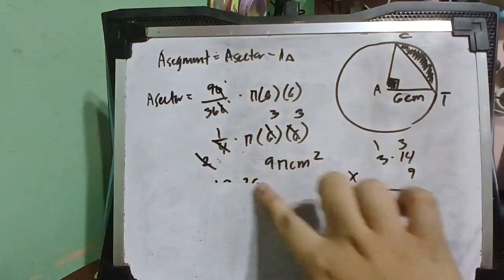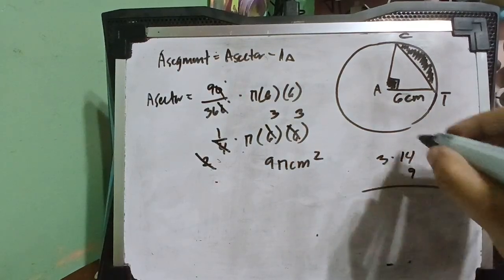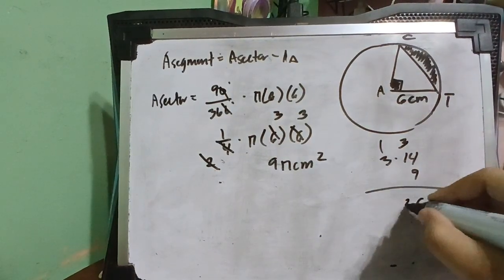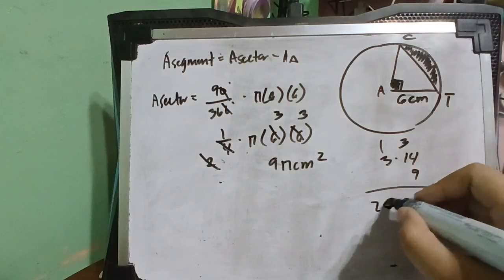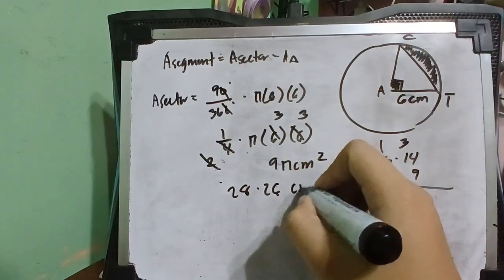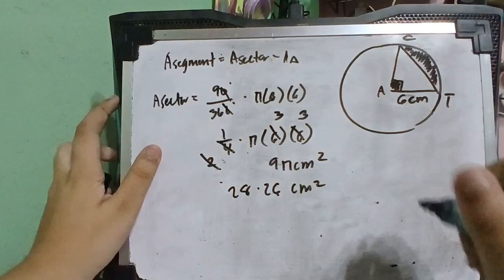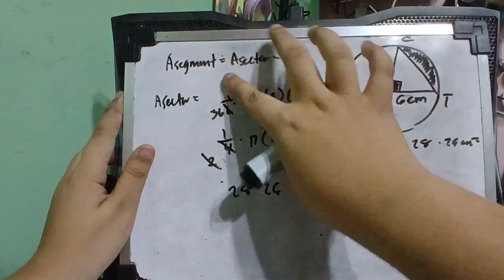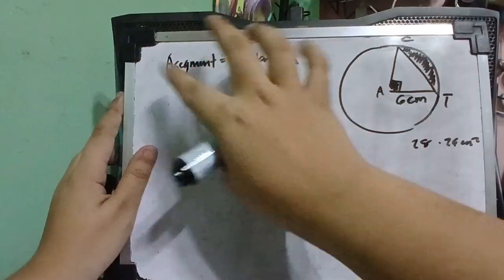3.14 times 9. Wait, that's 36. So 9 times 1 is 9, plus 3 is 12. 9 times 3 is 27. It's 28.26 cm squared. Okay. So the area of our sector is 28.26 cm squared. Next, let's find the area of our triangle.